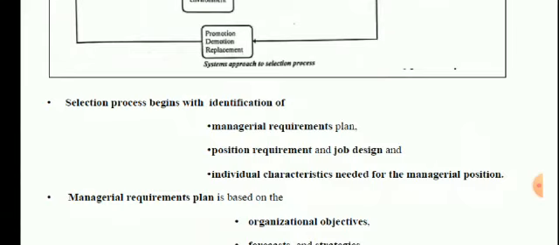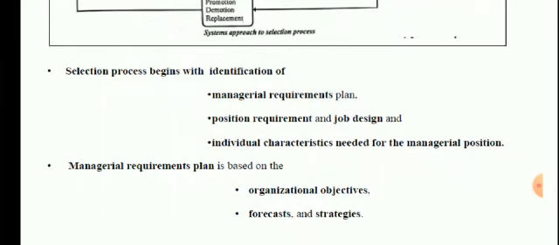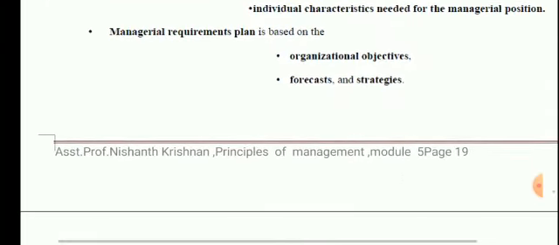Next, the managerial requirements plan is based on organization objectives, so it depends on the organization. Some organizations may need bulk posting, some do not. Then forecast and strategies. For example, if a recession is coming, the company is not willing to recruit staff in bulk. So forecast and strategies.